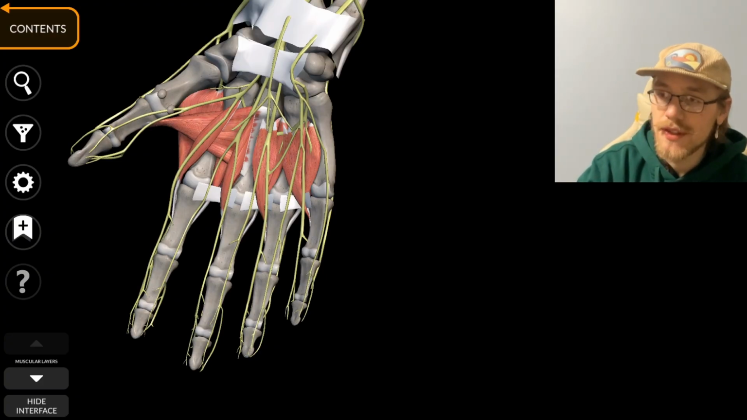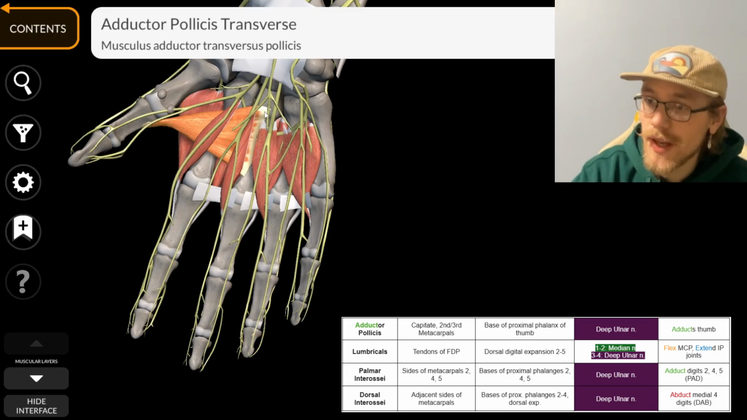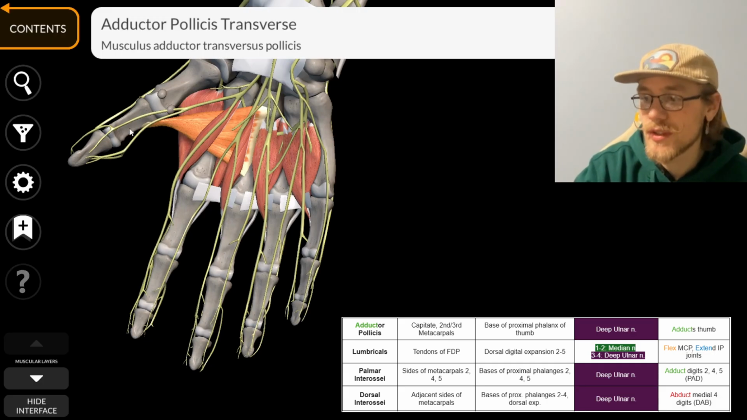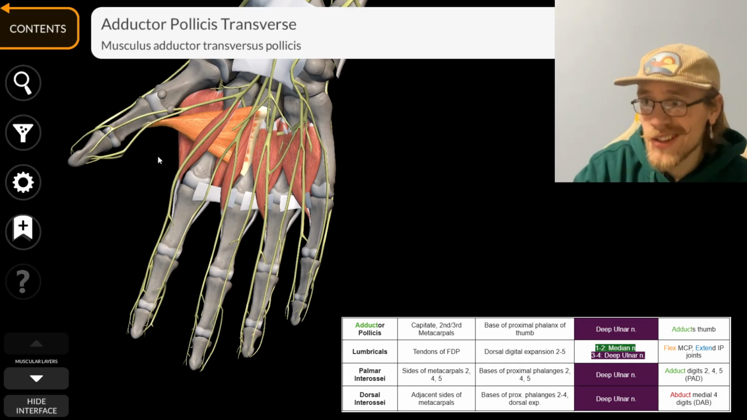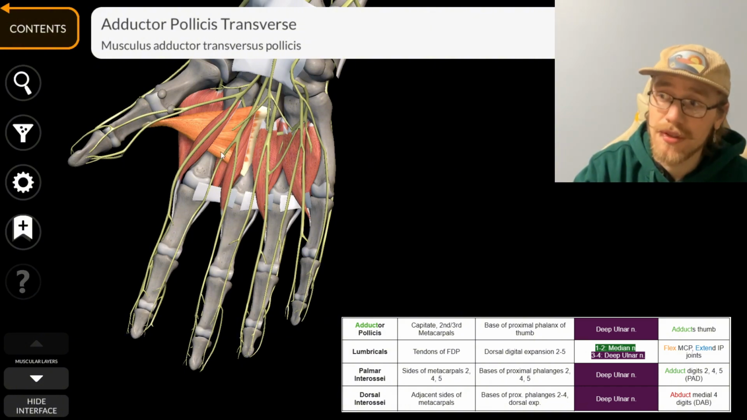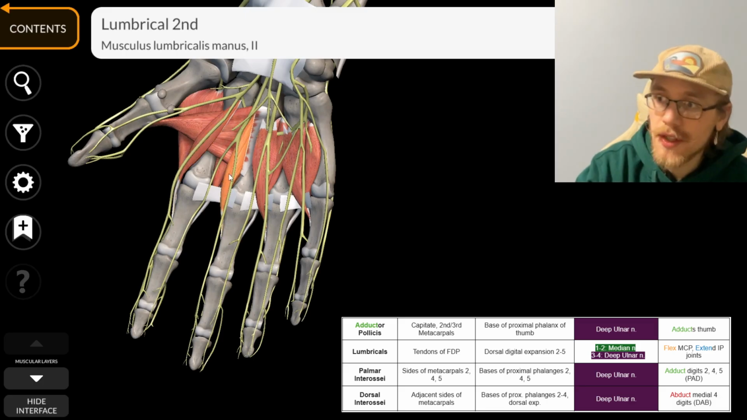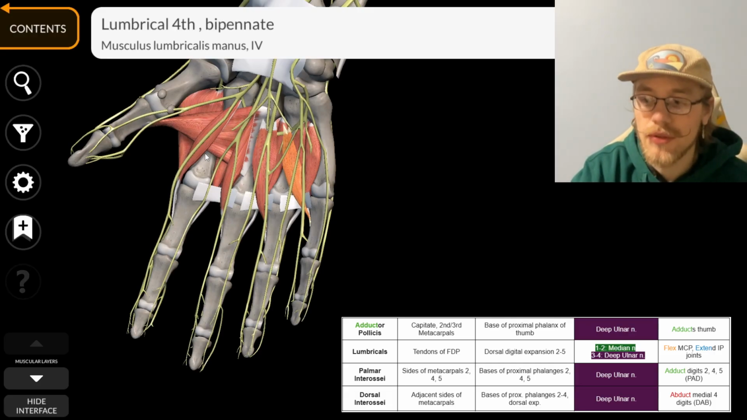First of which is going to be the adductor pollicis. Comes from the capitate, second and third metacarpal, goes to the base of the proximal phalanx of the thumb. Comes from the deep ulnar nerve, and it is going to adduct the thumb, so it's going to move it this way. The lumbricals, here, here, here, and here, all originate from the tendons of your flexor digitorum profundus.